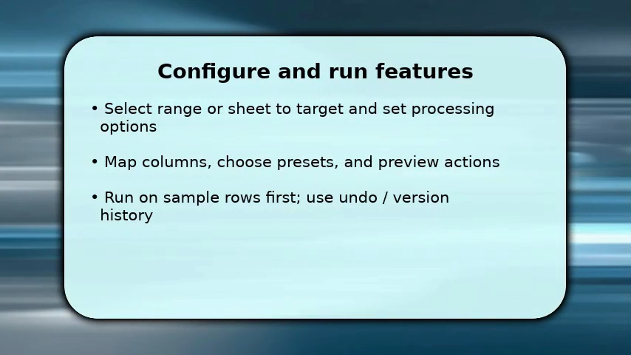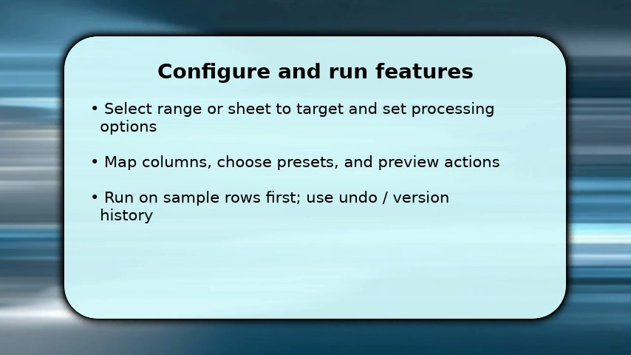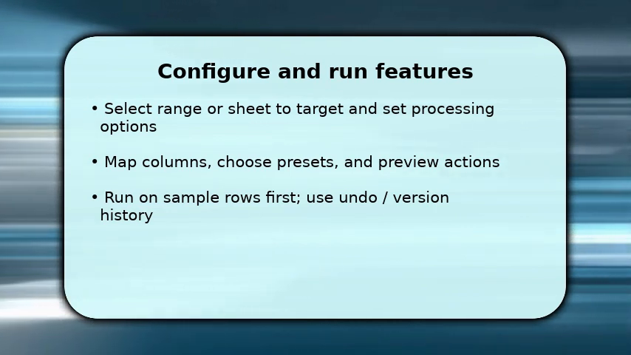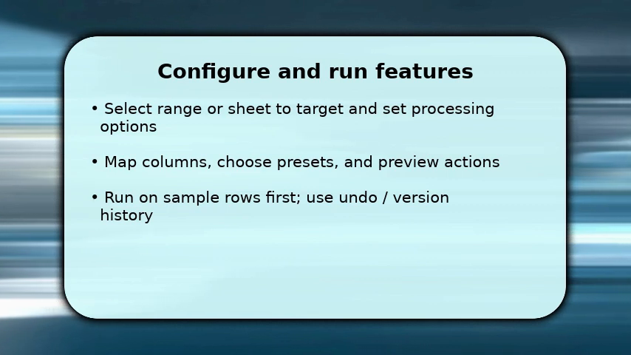Now you configure how the extension will act. Select the target range or entire sheet and pick processing options that match your goal. Once done, map columns to extension fields, choose any available presets, and use the preview feature to inspect changes without committing. Run the operation on a few sample rows first to validate results.